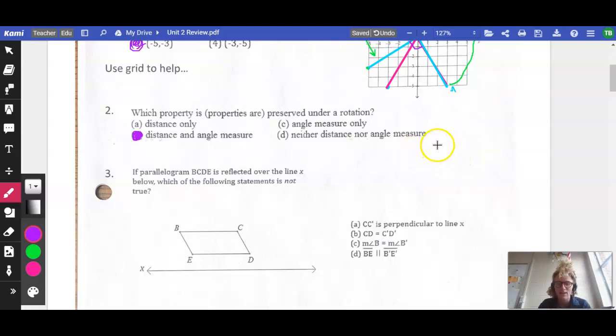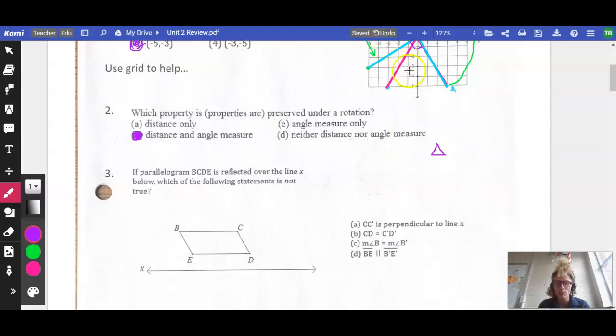So it maintains distance. And what we mean by distance is, if I have this triangle and I rotate it, the distance between these points is going to be the same. The triangle isn't going to be bigger. This distance isn't going to change from being that distance. That's what we mean by maintaining distance.